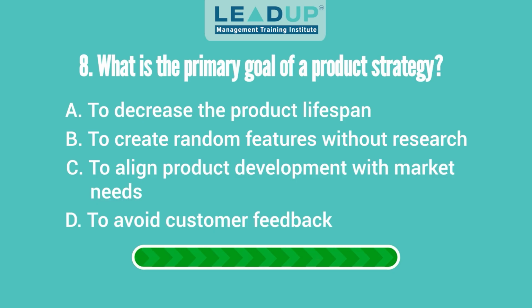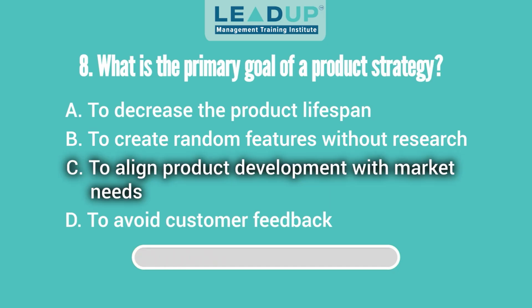Question 8. What is the primary goal of a product strategy? A. To decrease the product lifespan. B. To create random features without research. C. To align product development with market needs. And D. To avoid customer feedback. Answer: to align product development with market needs.